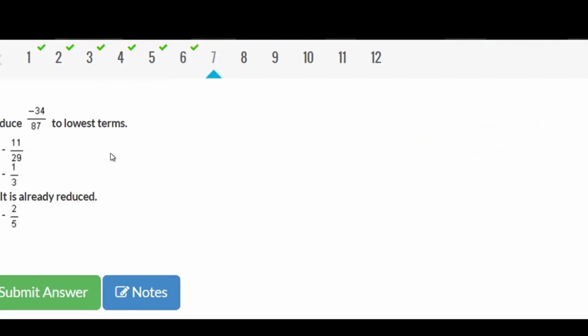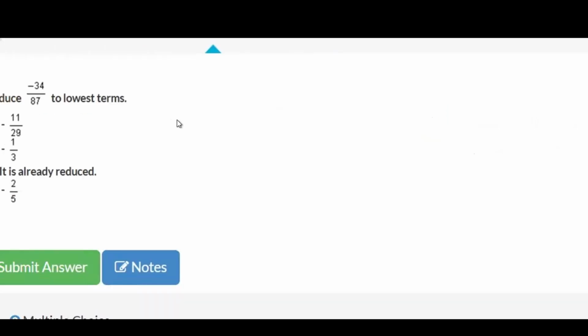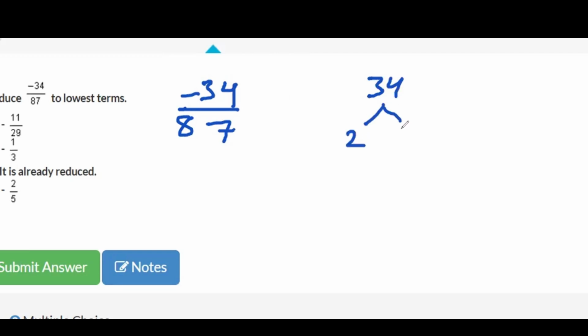This one? Reduce negative 34 over 87 to the lowest terms. So 34 is 2 times what number? 2 times 17. And 87 can be divided by 2?